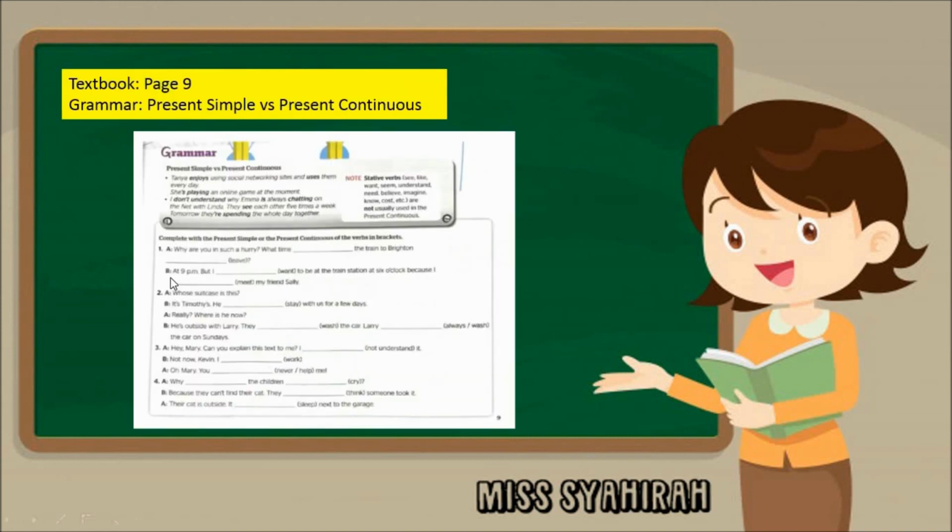So now, what you have to do, turn to page 9 and answer the questions. So by now, you should know how to differentiate present simple and present continuous. So remember, present simple is for stative verbs. Okay? That's all.